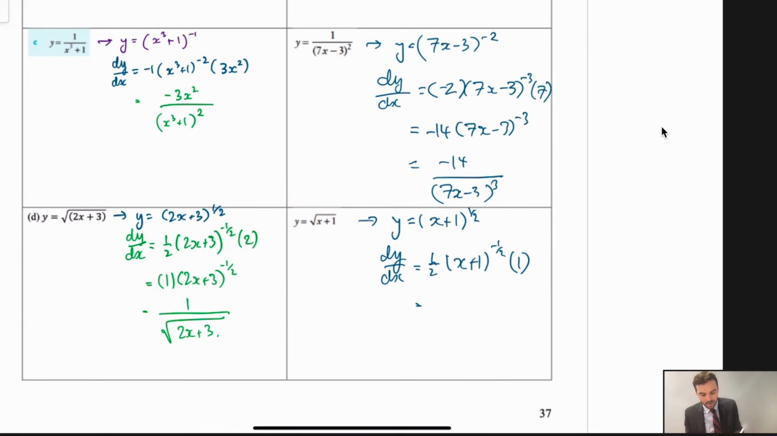We can go 1 on 2 lots of, and I'm going to express it as a square root as well, square root of x plus 1. There we go, we've finished our examples there.